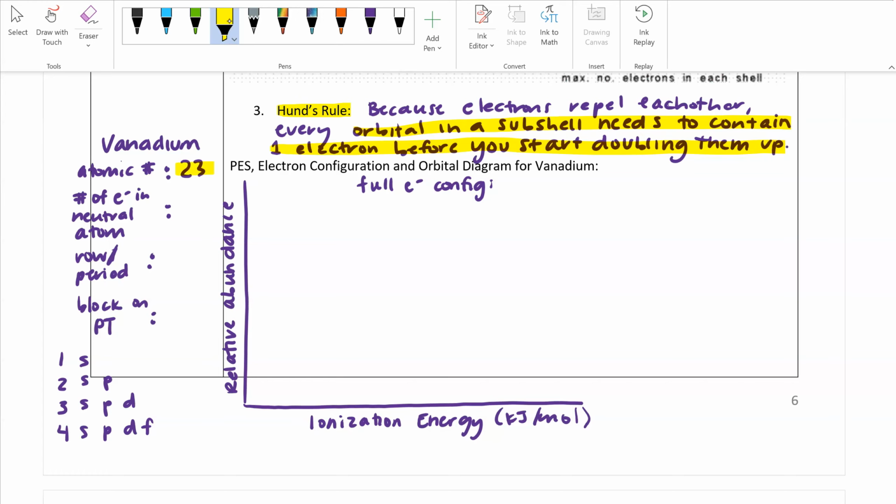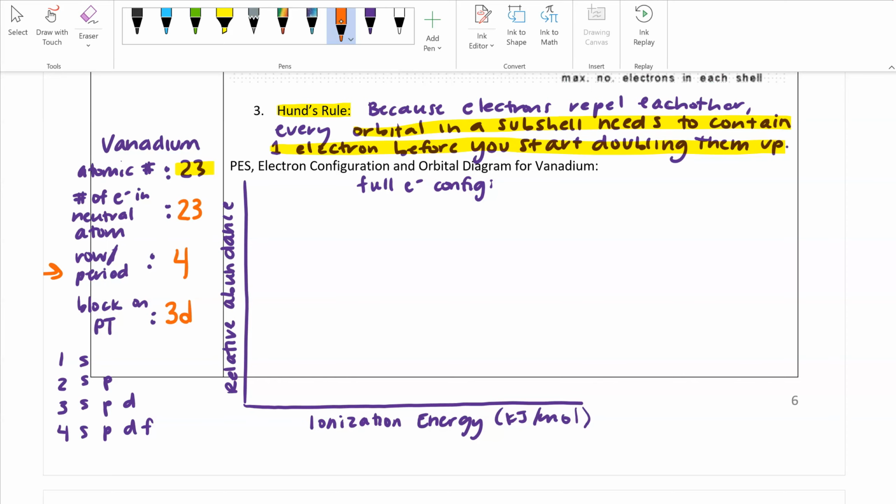Vanadium's atomic number on the periodic table is 23. The number of electrons in a neutral atom of vanadium would then be 23. If it has 23 protons, it needs 23 electrons to be neutral. Vanadium is in the fourth row, or fourth period, of the periodic table, and rows and periods go left to right. It's in the d block, in the 3d, so when I'm writing my electron configuration, my final electrons should be in the 3d block.